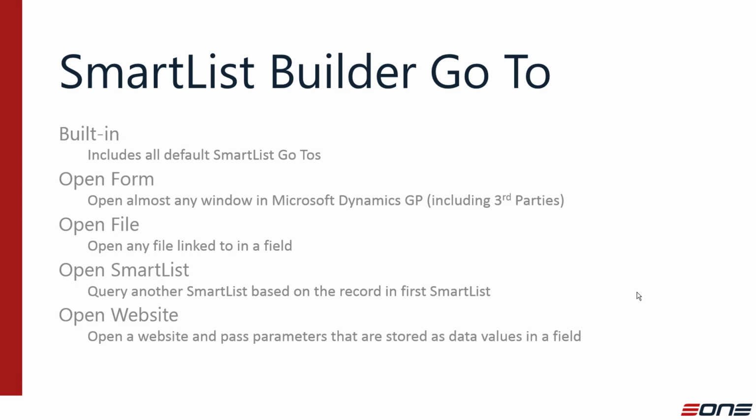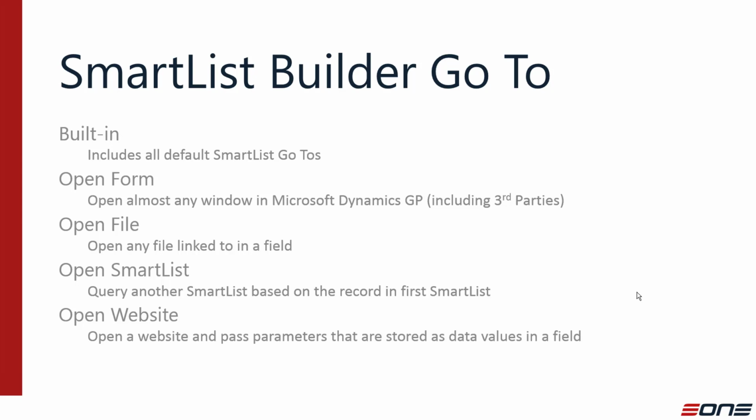So just to quickly go through those, we have the built-in, which is taking those default SmartList go-tos that you're familiar with and adding those into your SmartList Builder setups. We can open form. Those go-tos don't go everywhere, and we can take any form in GP and build a go-to to it. We also have open file if you'd like to go to a file that you have linked in a specific field. We have open SmartList, which we can query other SmartLists based on the record in the first list that we're using a go-to on.